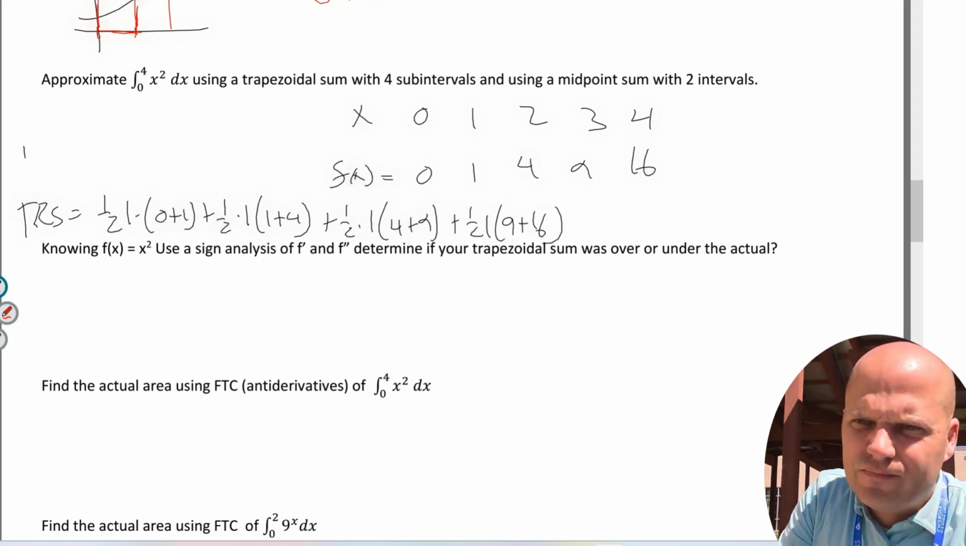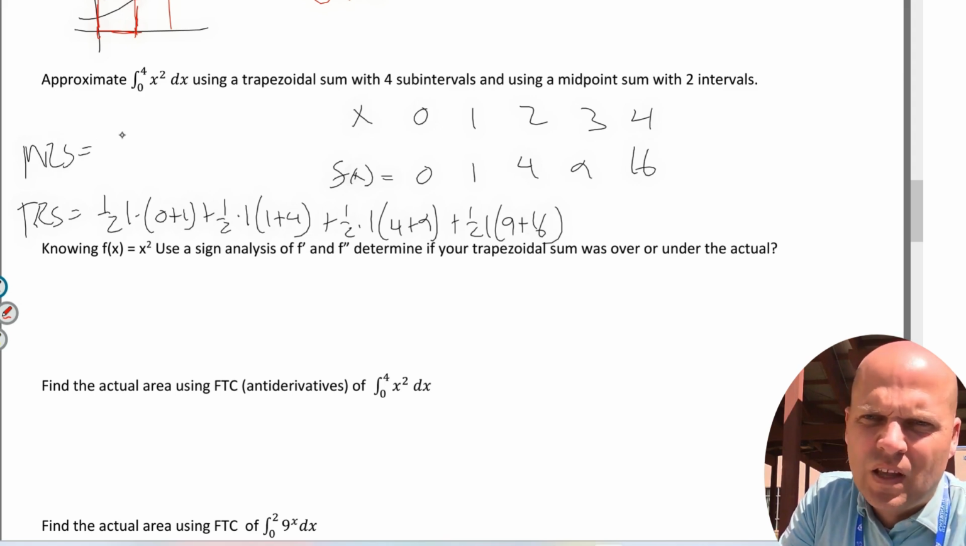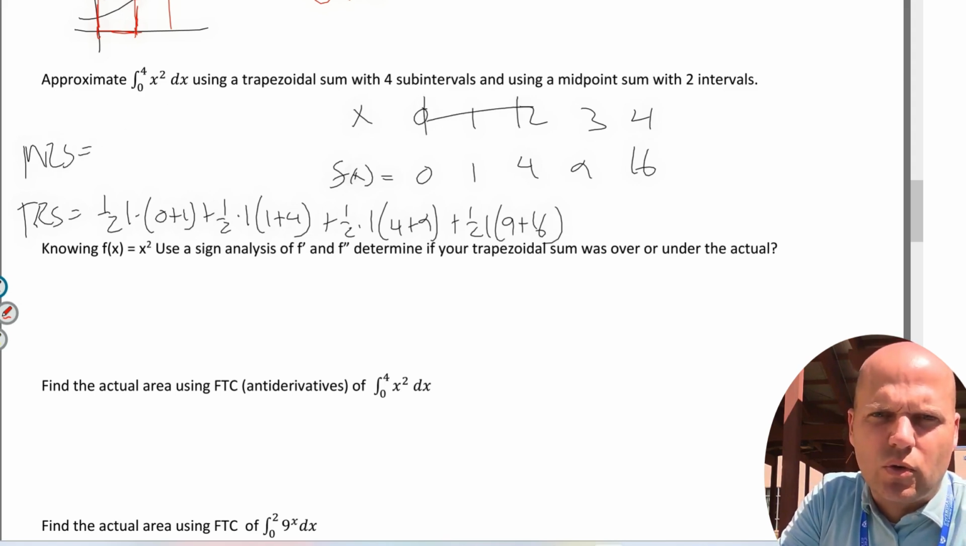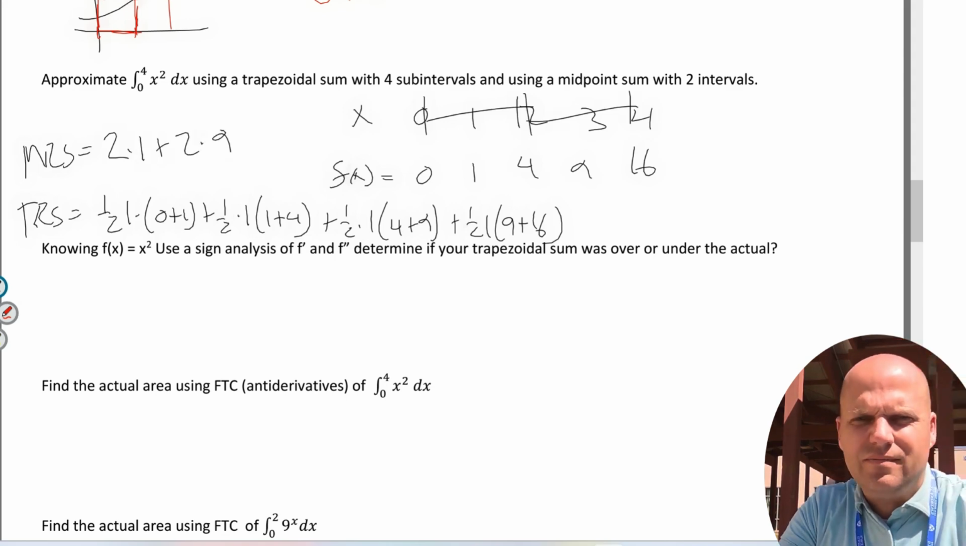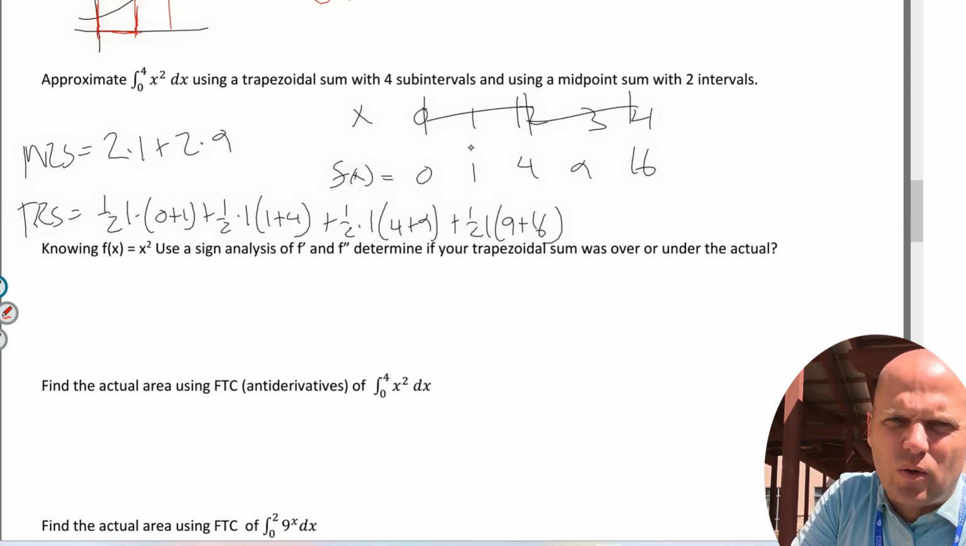Midpoint: I got 0 to 2 using 1. I got 2 to 4 using 9. Use the y coordinate in the middle.